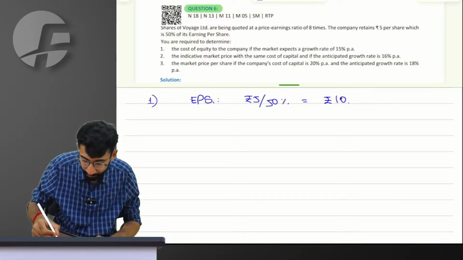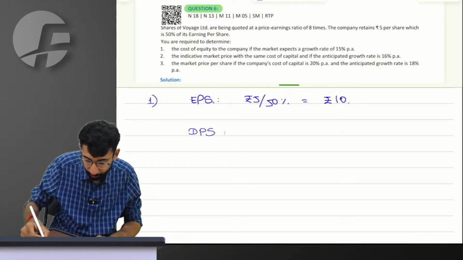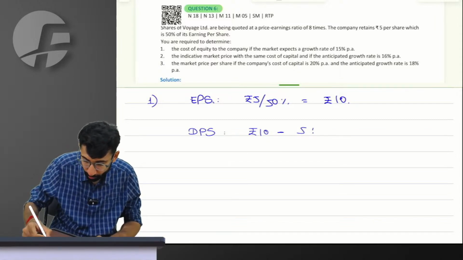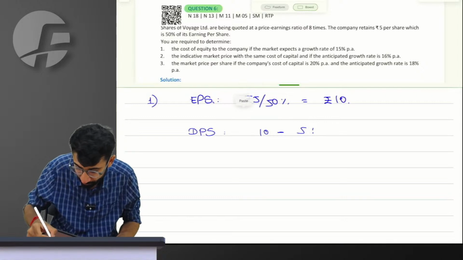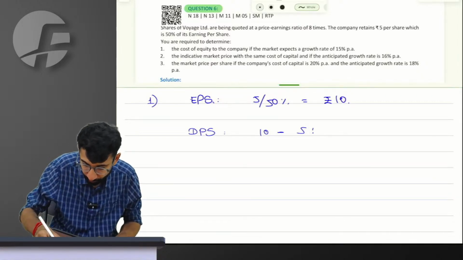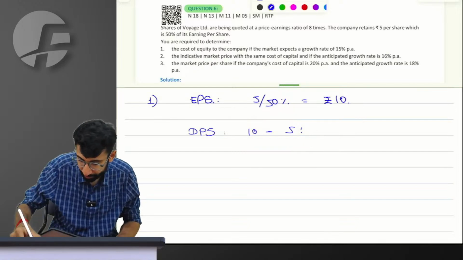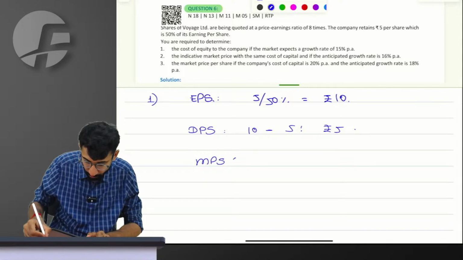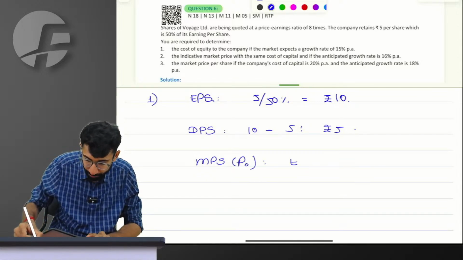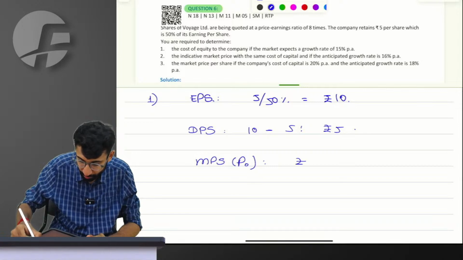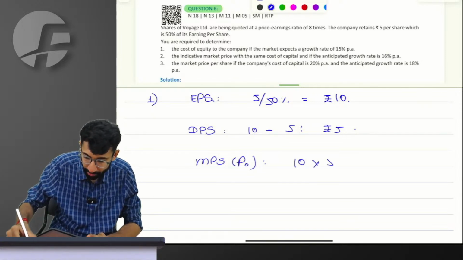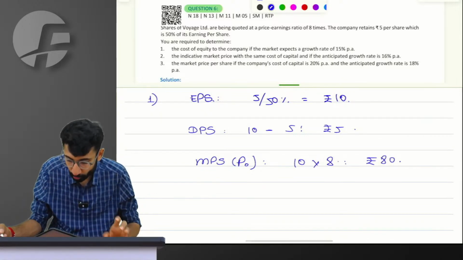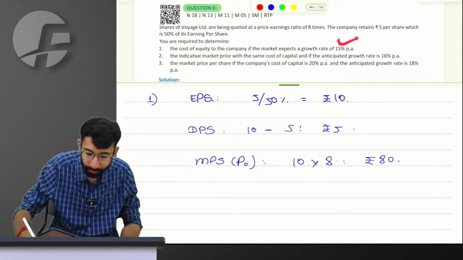All right, next. Sir, DPS dividend per share is equals to rupees 10 minus rupee 5 of retain earning. In fact, you can remove the word rupee from here, as I said. In the calculation, you don't need to show the word symbol of rupee. 10 minus 5 is equals to rupee 5. Sir, what is MPS, which is actually P0? That is EPS into P ratio. Sir, how much is EPS? 10 into how much is P ratio? 8, which gives you rupees 80 as MPS. Sir, what is the growth rate? Directly given in the question as 15%.